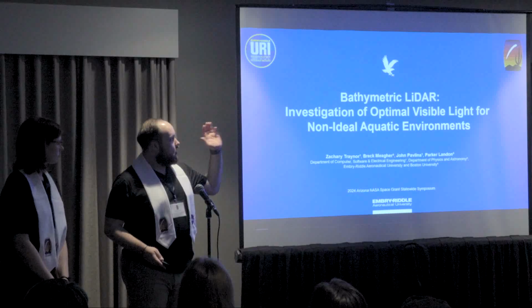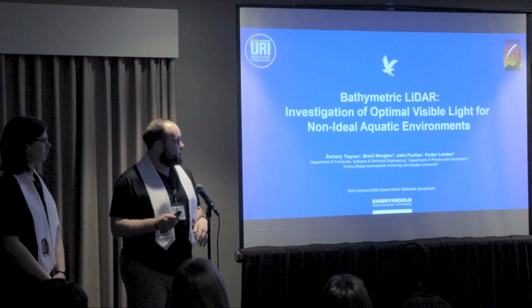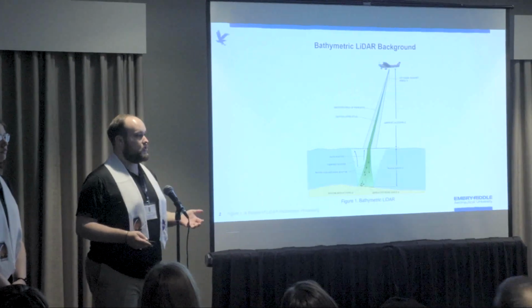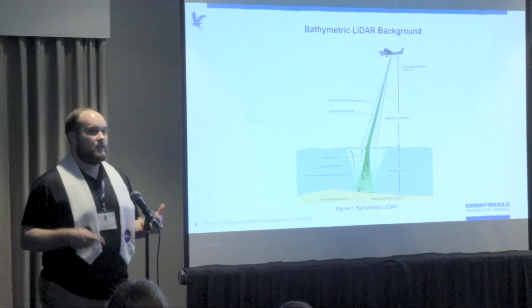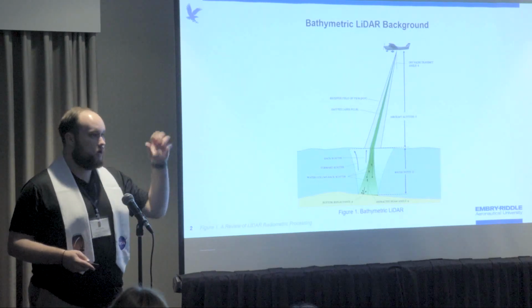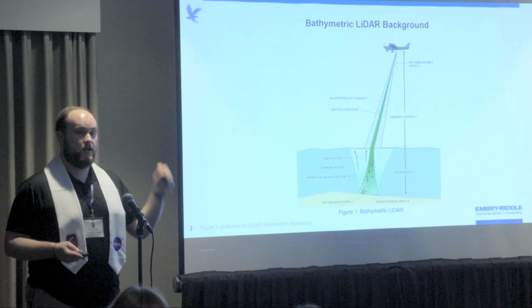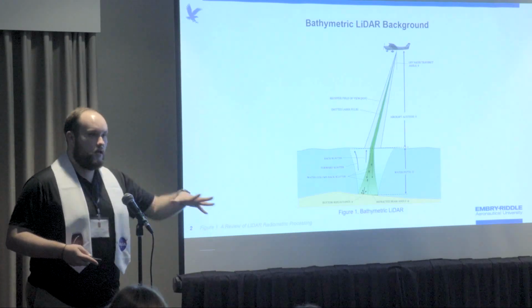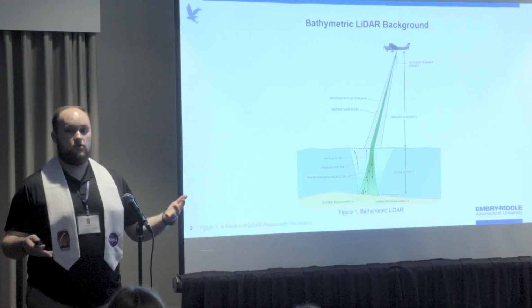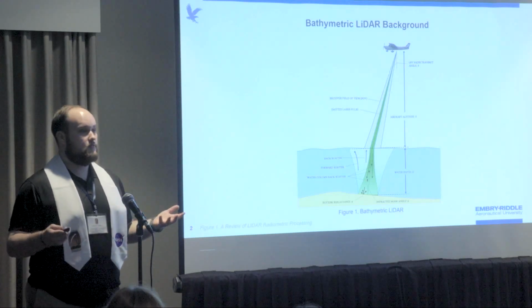And with that being said, our research is on bathymetric LiDAR, the investigation of optimal visible light for non-ideal aquatic environments. So a little bit of background on bathymetric LiDAR, or light detection and ranging. This is a remote sensing technology that depends on the transmission and reception of lasers. How this works is it emits a pulse of laser light, green light specifically. We're using this green light as it has nice effects in penetrating the water. So we emit a pulse of green light, it penetrates the water, travels down, hits the floor of whatever water surface we're looking at, and then reflects back up and gets sensed.